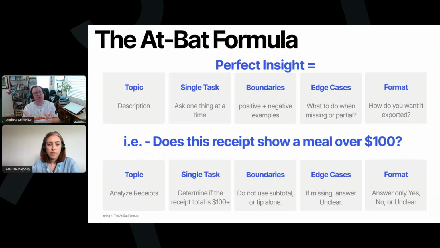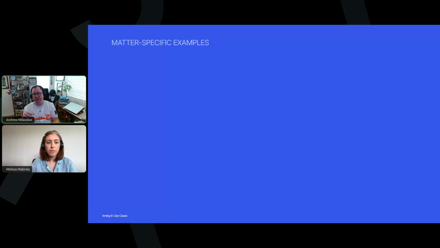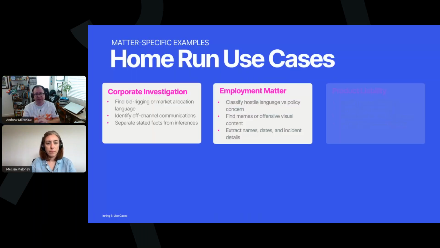And then how do you want it exported? Do you want it in a yes, no field? In this case, do you want it to extract the total? Do you want it to come up with categories? And in this example down here, you're going to see that we also have an unclear piece as well.